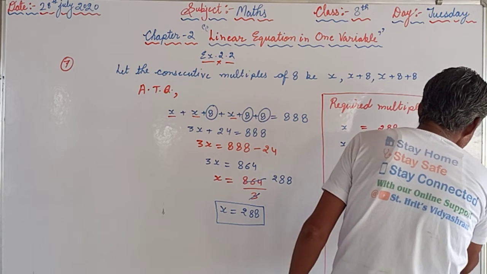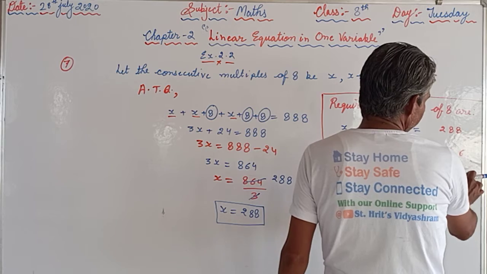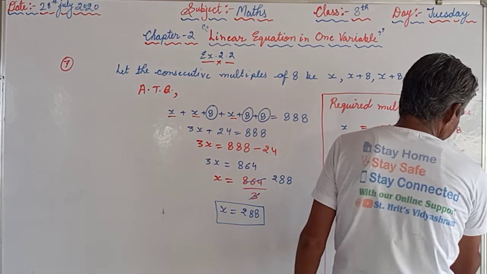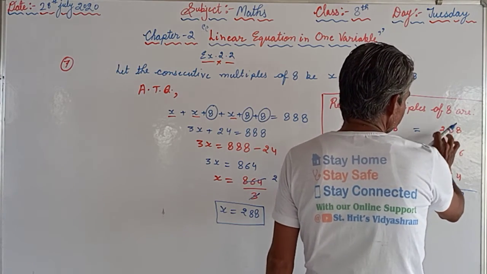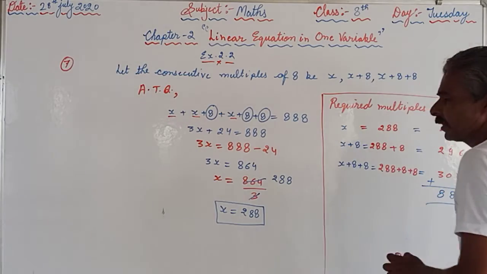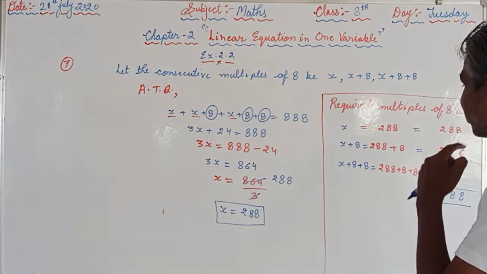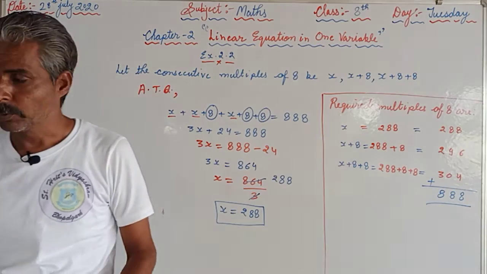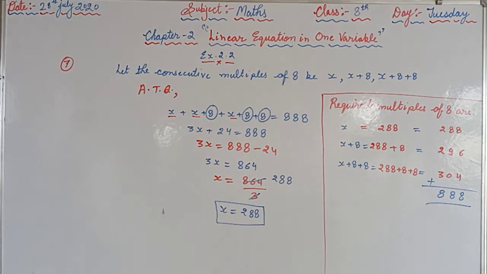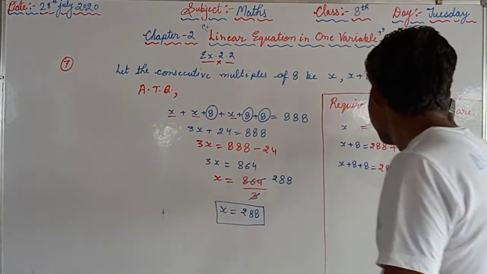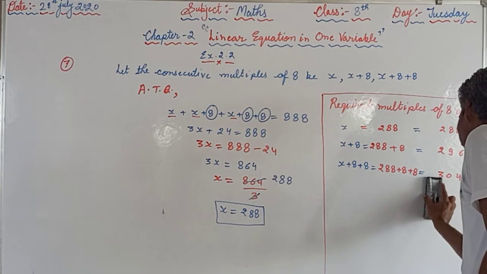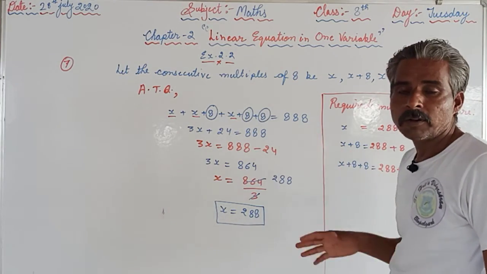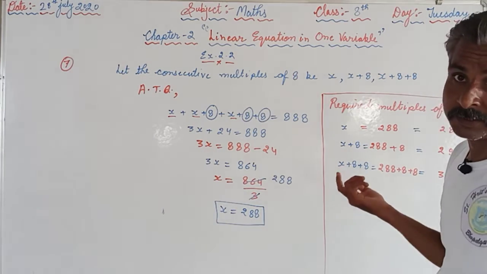Now if we want to check our answer, we can add them. 8 plus 6 plus 4, 18, and so on, and the total comes to 888. This satisfies the required condition given in the question, that the 3 consecutive multiples of 8 add up to 888. So this is the method to solve the question, and the additional method I told you is how to verify the answer. We can add the answers and check whether the sum is 888 or not, to verify whether our answer is correct.